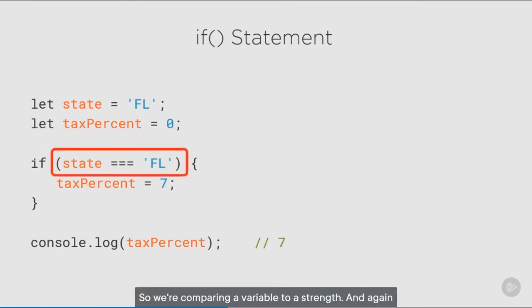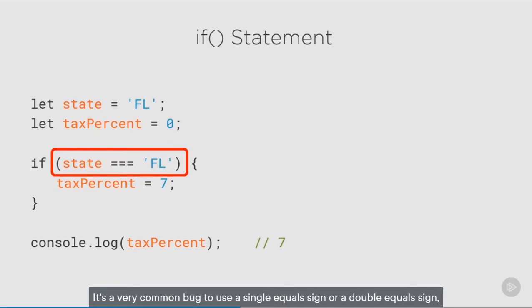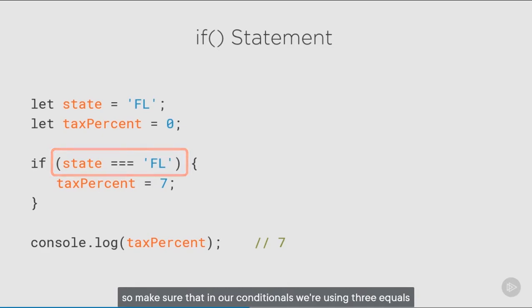So we're comparing a variable to a string. And again, notice we're using the triple equal sign. It's a very common bug to use a single equal sign or a double equal sign. So make sure that in our conditionals, we're using three equal signs.